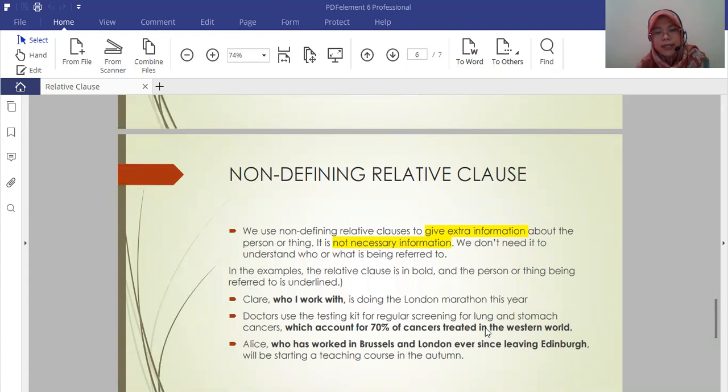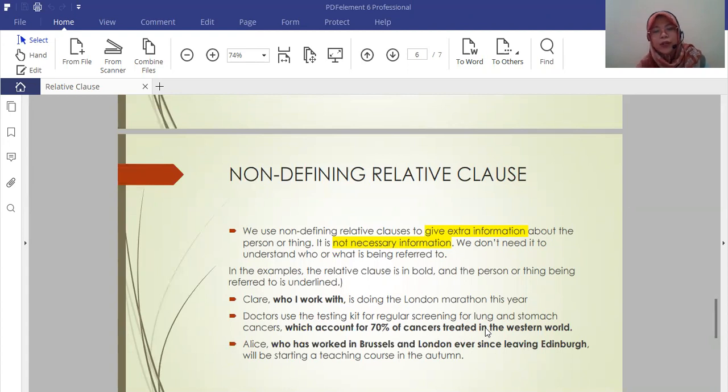Doctors use the testing kit for regular screening for lung and stomach cancers, which account for 70% of cancer treated in the Western world. So without the information which account for 70% of cancer treated in the Western world, this sentence is totally fine and already tells everything.